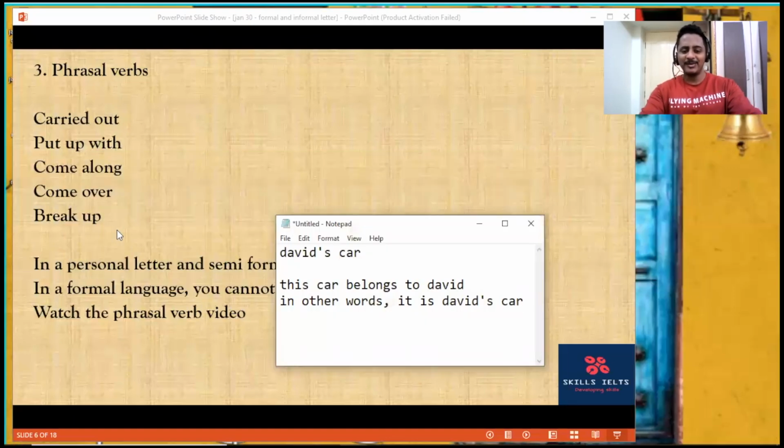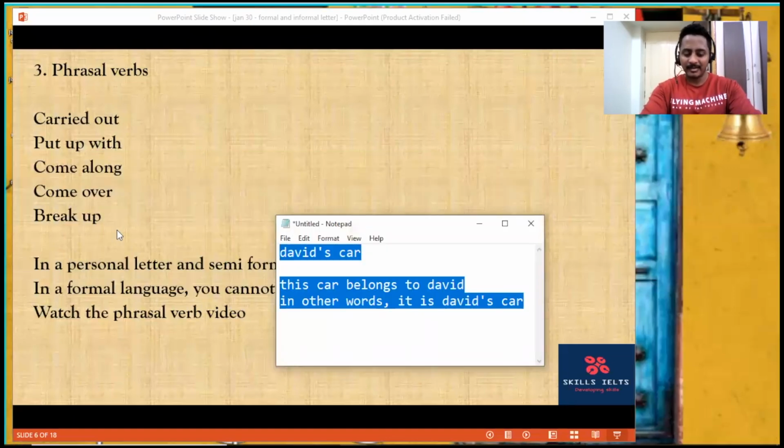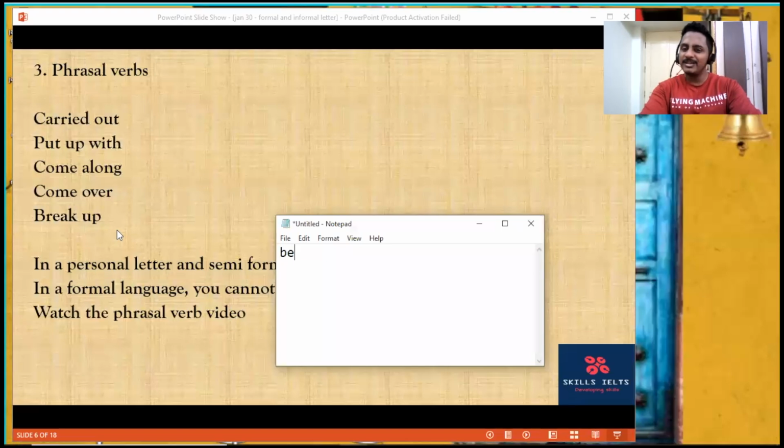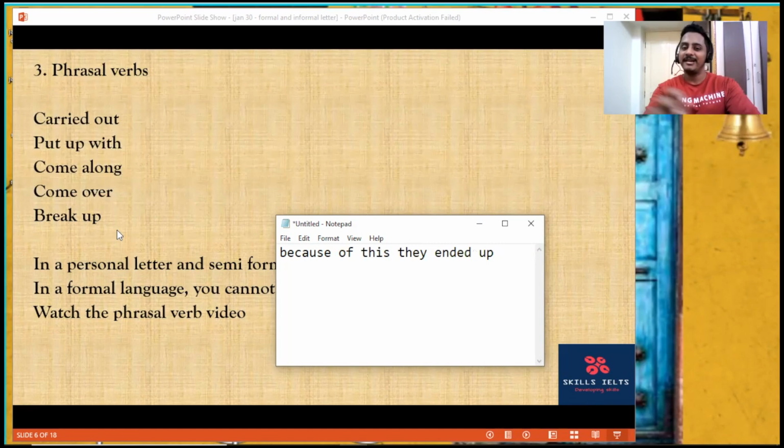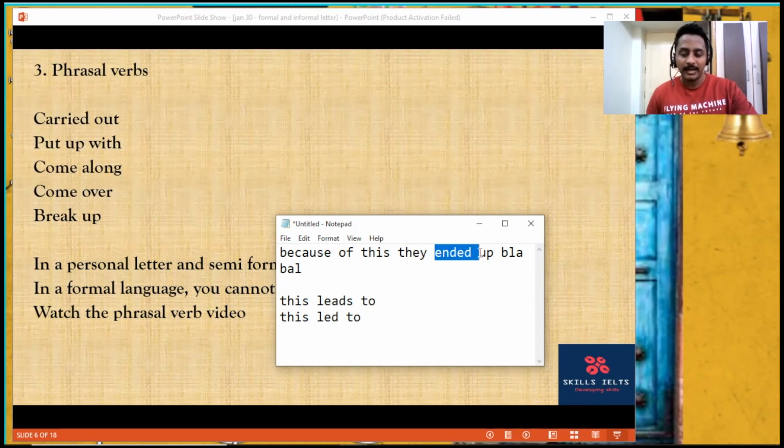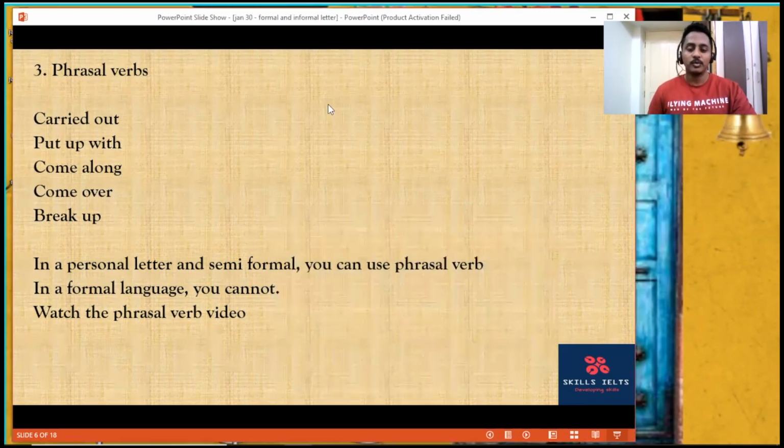A lot of people write this. Frankly speaking, how many of you have written this in your essays? They ended up blah blah blah. A lot of people do this. Do not write ended up. It's a phrasal verb. You can say this led to, or this leads to. There are other better words. Don't use end up. A lot of words are there which mean different. Phrasal verbs mean different. Do not use them if you don't know that.